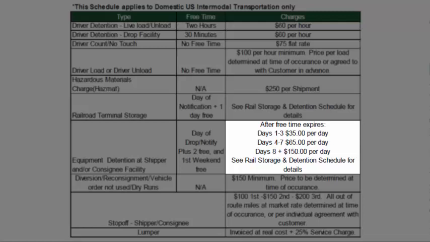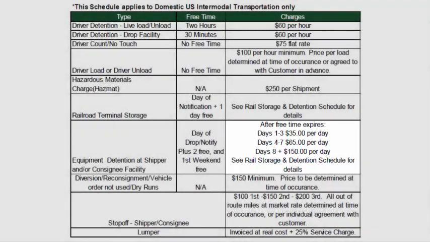We talked about the progressive nature of detention, either at the shipper or the consignee facility. This is where the rubber hits the road, and it is very, very expensive. The rail companies, the asset-based IMCs, they want their equipment back. That is why these fees are so punitive.